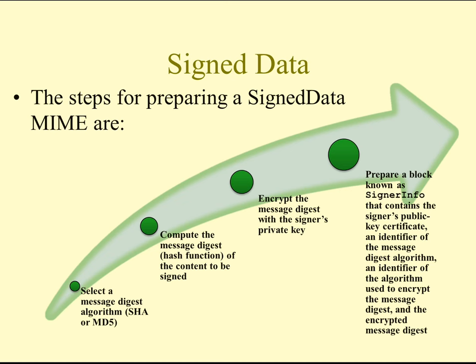the encrypted data with the symmetric key. Okay, for preparing a signed data MIME, we select a message digest algorithm, so SHA or MD5. We compute the message digest, which is the hash function of the content to be signed. We encrypt the message digest with the signer's private key, and then we go ahead and send that off. It's in a block known as the signer info. This is very similar, analogous steps to what we've done in PGP.